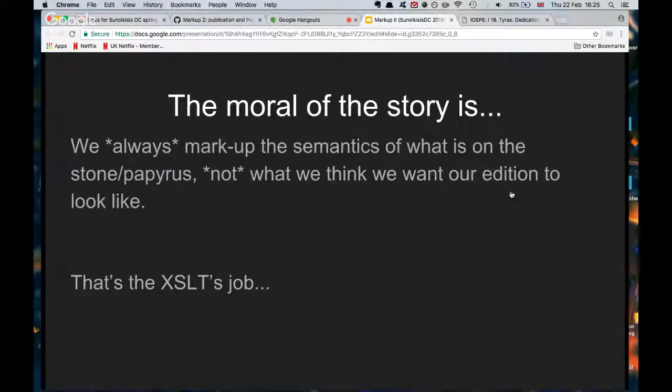The moral of the story is exactly the same. So mark up the semantics, meaning that extra G, which is not part of the expansion when you expand it to a word, but don't worry about what it would look like while marking up, because the display is not part of EpiDoc's job. That's the XSLT.